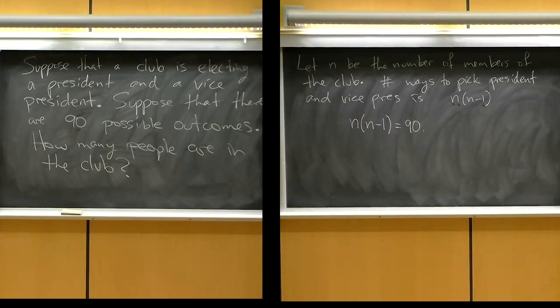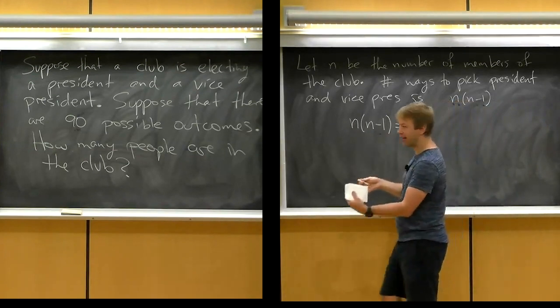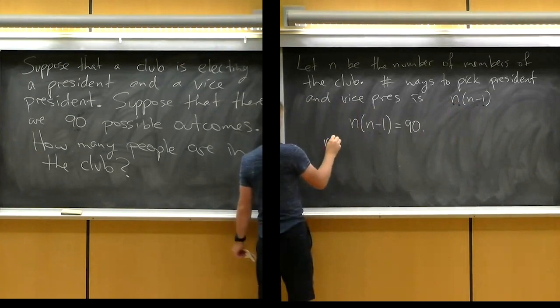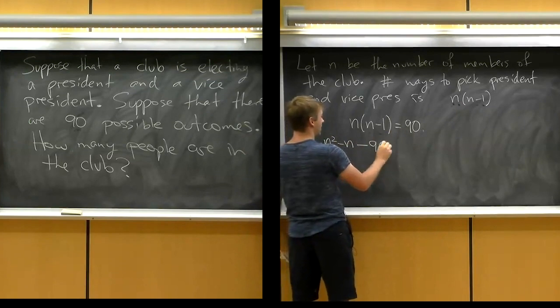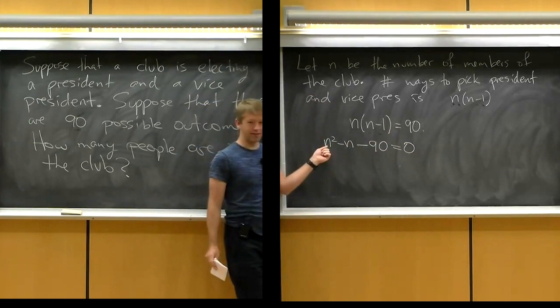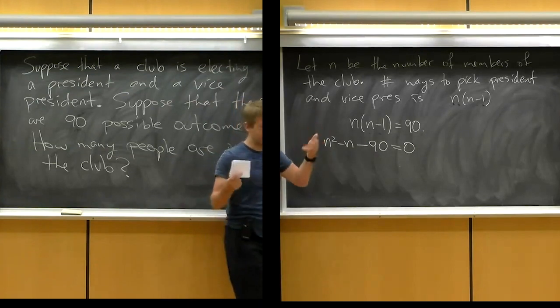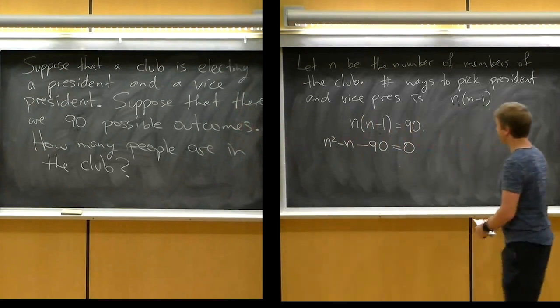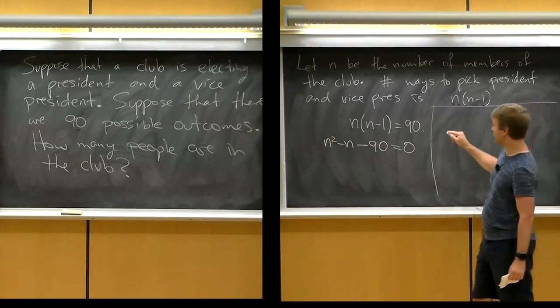Okay, now this is probably going to bring up some math you saw in high school, right? We can expand this and kind of bring things all to one side. So this will be n squared minus n equals 90. I can bring that to this side. So n squared minus n minus 90 equals 0, right? Quadratic formula, or, I mean, there's lots of different ways you can solve a quadratic, but does anyone remember the quadratic formula?